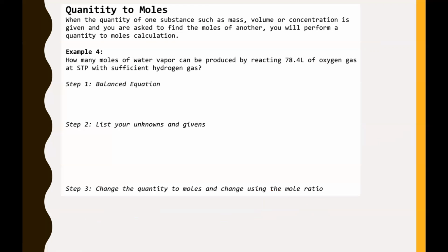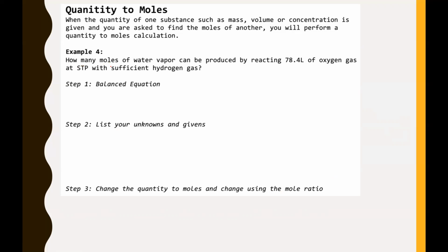Let's get rolling. So first of all, quantity to moles. When the quantity of one substance, such as mass, volume, or concentration, is given, and you're asked to find the moles of another, you have to perform a quantity to moles calculation. So in other words, this is the same idea as before, just working backwards. The only trouble is oftentimes these questions throw ideal gas law or combined gas law kind of questions at you.